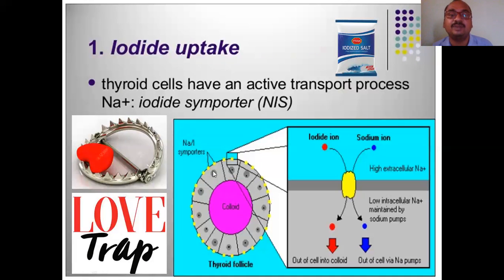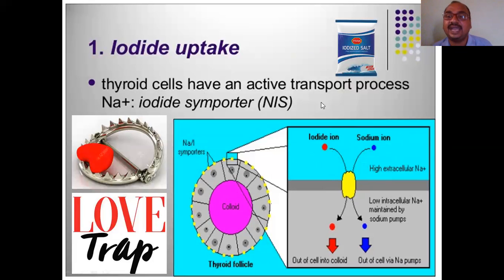Here also, iodine will be trapped by the follicular cell. This is the thyroid follicle. Inside you saw the colloid, we know very well. See, iodine and sodium both come in and get trapped very nicely. That is the first step.